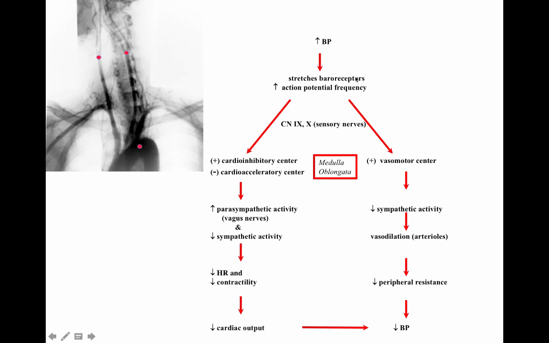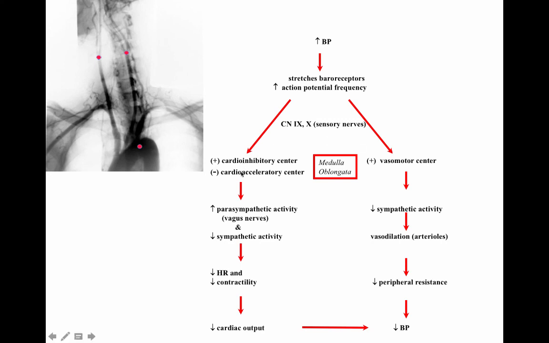We can see the baroreceptors are stretched and increase their action potential frequency, which sends that signal along cranial nerves number 9 and 10, glossopharyngeal and vagus. And what comes of that then in terms of the sensory component goes to the cardioinhibitory center, which also can be the cardioacceleratory center, as well as the vasomotor center. So we're looking at vasomotor being the control of constriction or dilation of arteries.